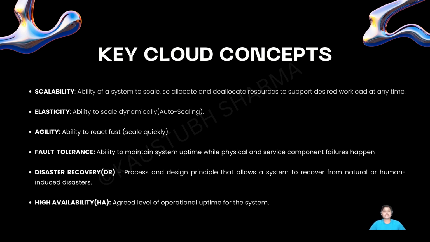Let's revise all these concepts in a minute. Scalability is the ability of a system to scale, basically meaning allocating and deallocating resources to support the desired workload at any time. Elasticity is the ability to scale dynamically, that is auto-scaling. Agility is the ability to react fast. Fault tolerance is the ability to keep the system up while physical and service component failures happen. Disaster recovery is the process and the design principle that allows a system to recover from natural and human-induced disasters. And cloud ensures high availability through an agreed level of operational uptime for your system.